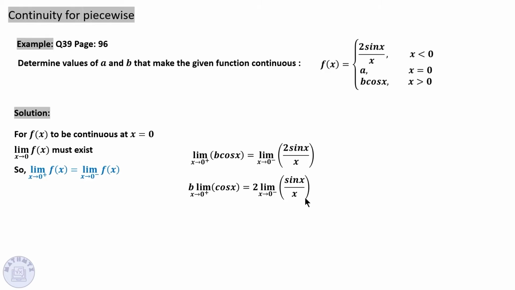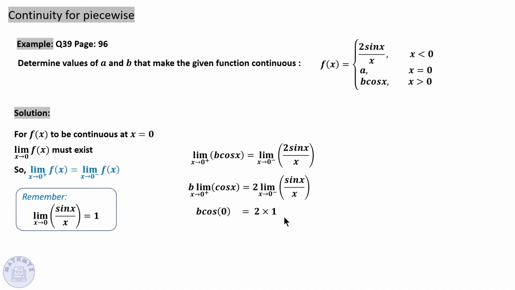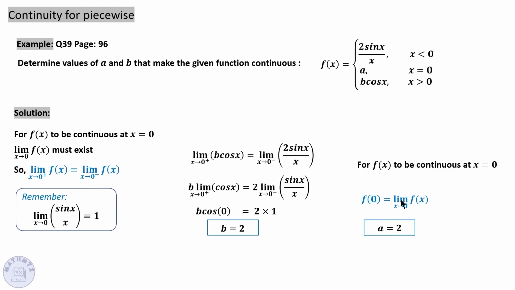Now, in order to evaluate this expression, we will use the rule of sine x over x. So the limit when x approaches 0 of sine x over x is 1, because again, we are looking at the limit at 0. Therefore, it's 2 times 1. On the other side, we have b cosine of 0. Cosine of 0 is 1. Therefore, b equals 2. And now, in order to find a, I know that for the function to be continuous, the limit must be the same as the function. So f of 0 is a, and the limit is 2. Therefore, a equals 2.